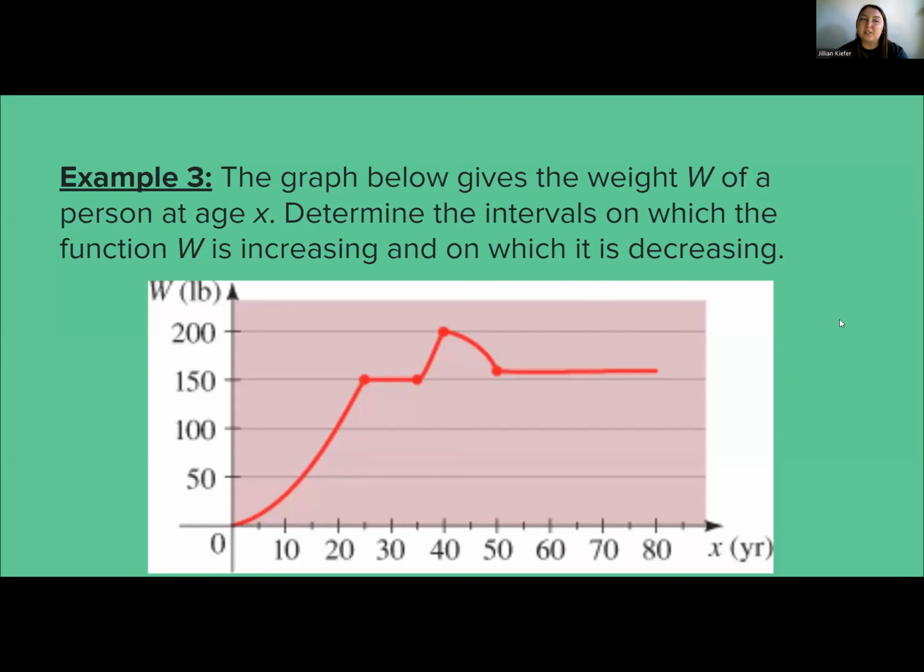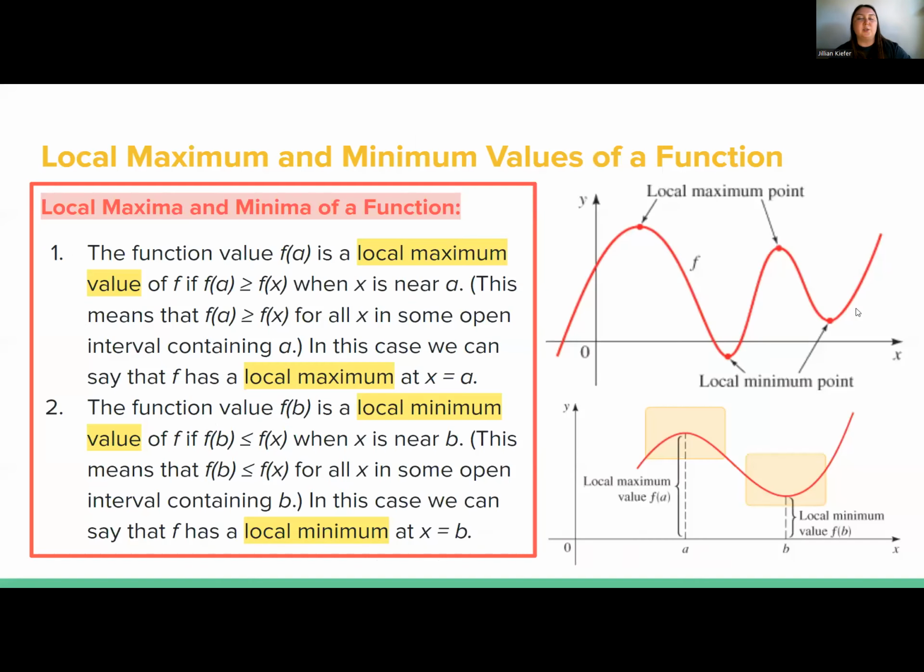All right, so that finished up example 3. So this is the last concept of our section. We have local maximum and minimum values of a function. So these definitions are very wordy, I guess you could say, from the book. We're going to read through them, and then I'm going to tell you how to find local maximum and minimum values of a function in a much, much, much easier way.